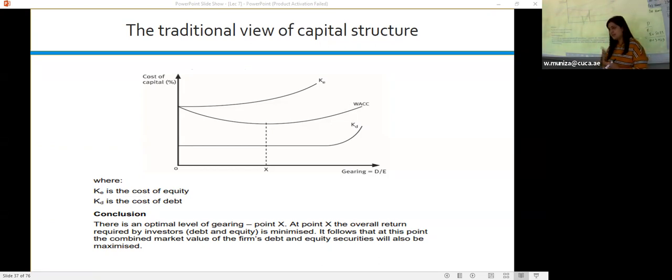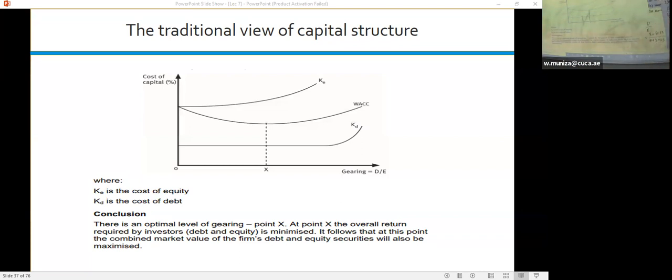We are going to increase the debt in the company, more and more, and we are going to wait for the point at which the cost of equity for the company is going to increase. At which point the equity investors start feeling that the return should now be more. So this is only the trial and error approach. So this is the traditional view of capital structure.